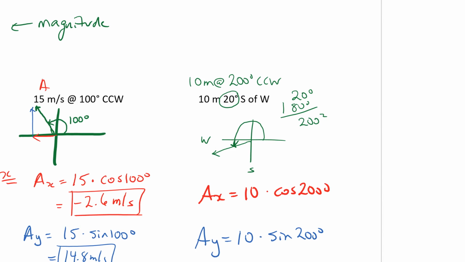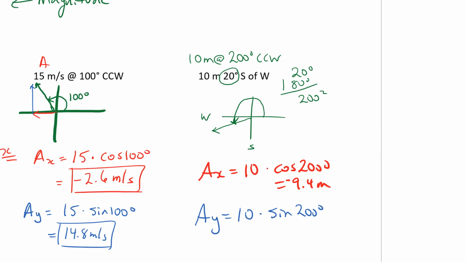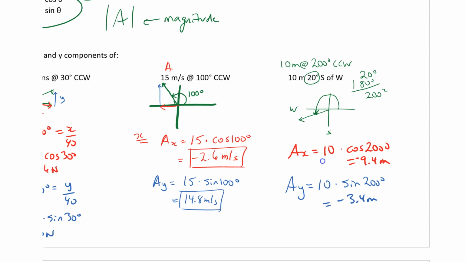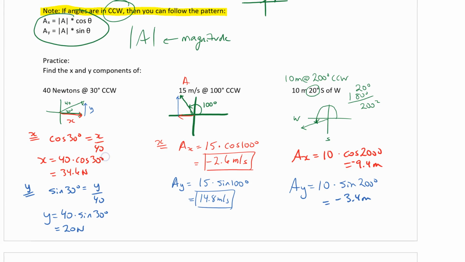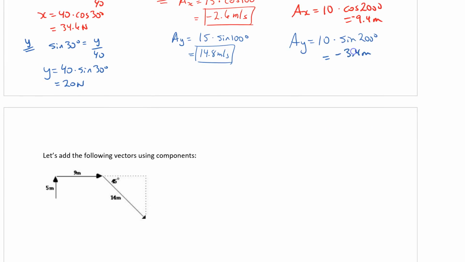So when I use my calculator, I actually get negative 9.4, and my units are meters. And for my y direction, when I type it in my calculator, I think I get minus 3.4 meters. You can check that out on your own if you'd like. Okay, so you can see how quick it is to figure out the x and the y components of things.